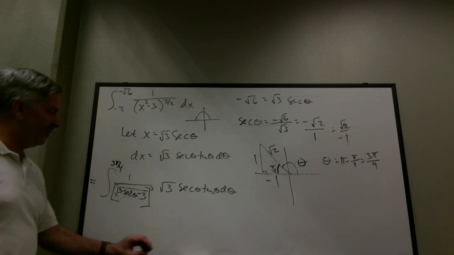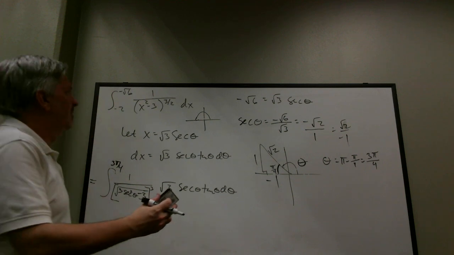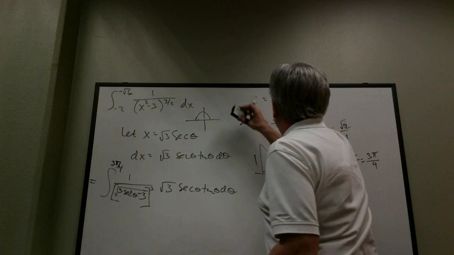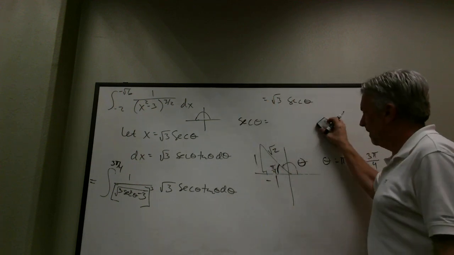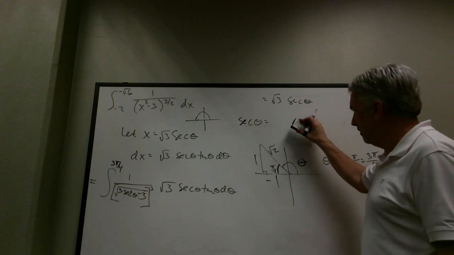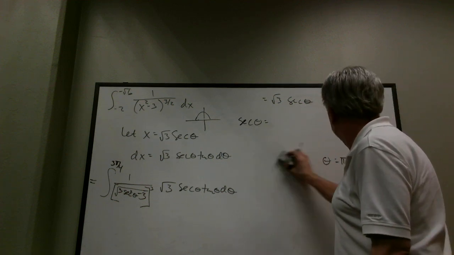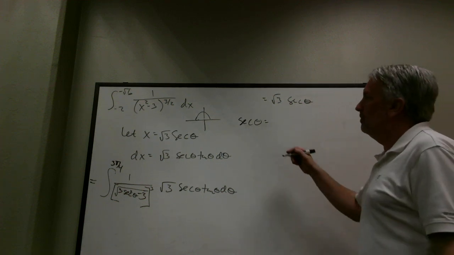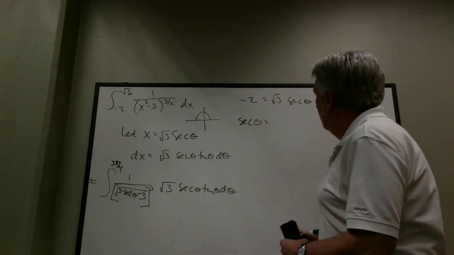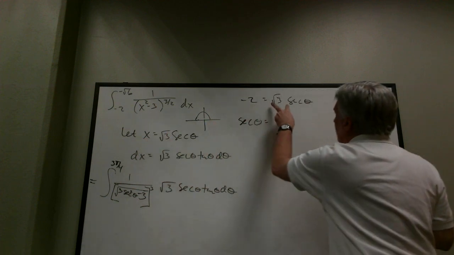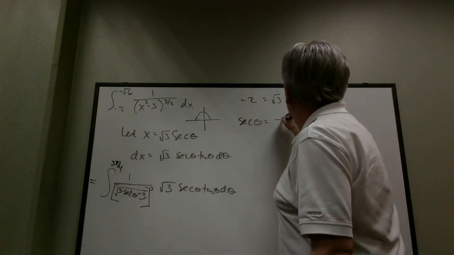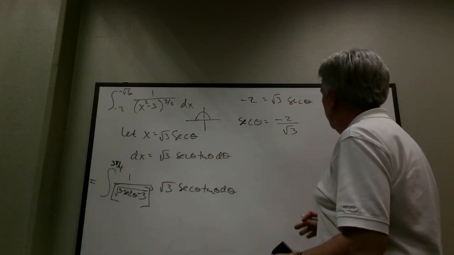Now we have to do the same thing for negative 2. So let me get rid of this. Okay, if you need to pause the video, go ahead and pause and copy this down, but I'm going to erase it. Okay, so now I'm assuming that x is negative 2, so I'm putting negative 2 in for x. If I divide both sides by root 3, I get minus 2 over root 3. So there's secant theta.